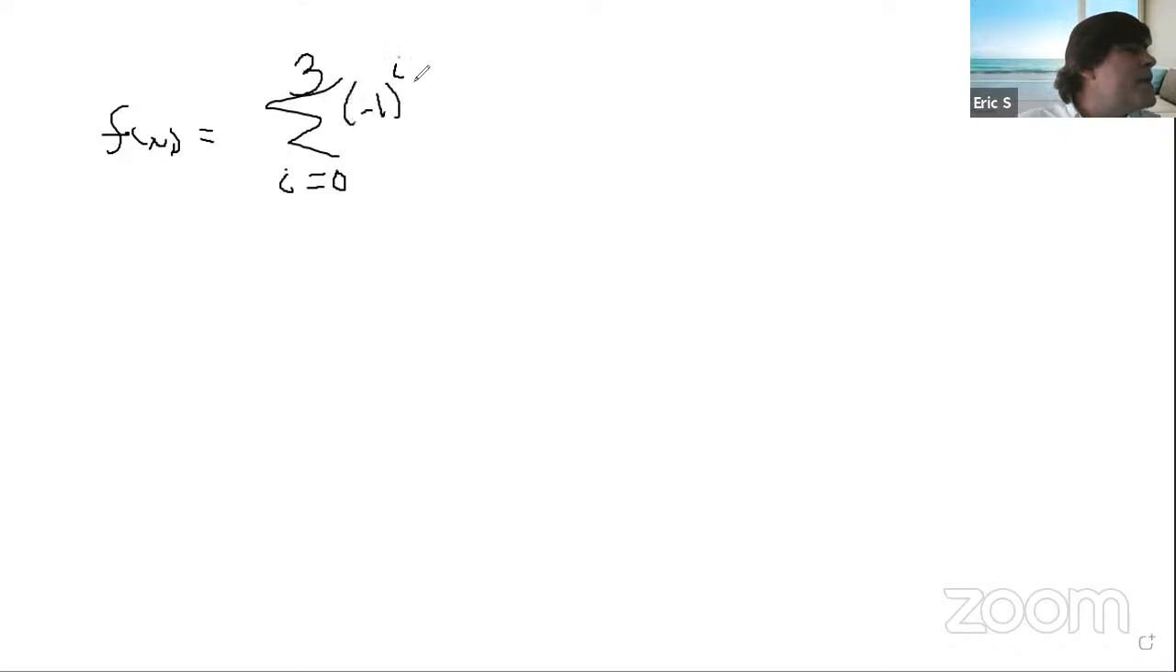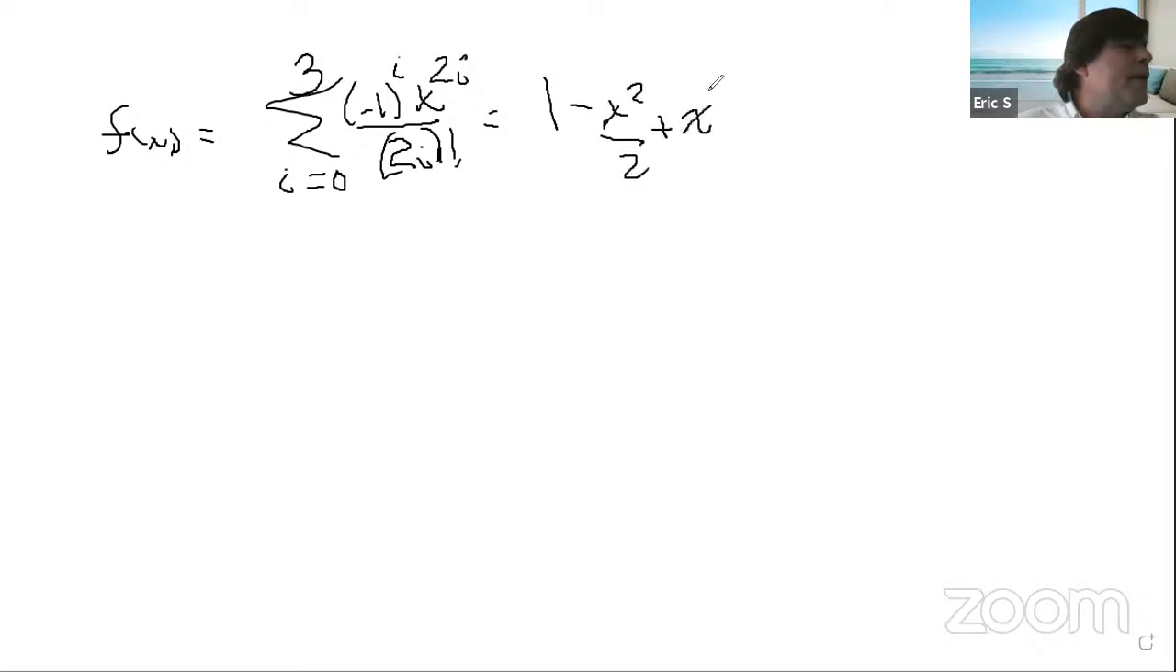I'll write this again, x to the 2i. So again, this could look like a complicated animal, and I'll put this in parentheses. But when you get done with it, it looks like this: 1 minus x squared over 2. It's called an alternating series with even powers. It alternates plus, minus, plus, minus, over 4 factorial, minus x to the 6 over 6 factorial.